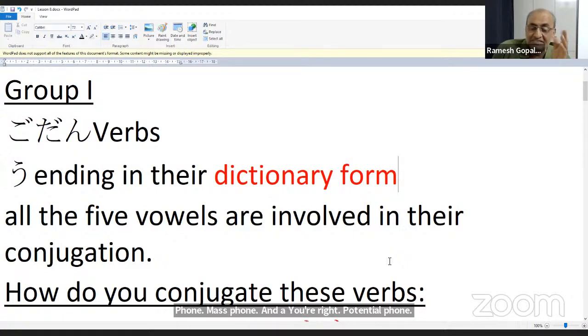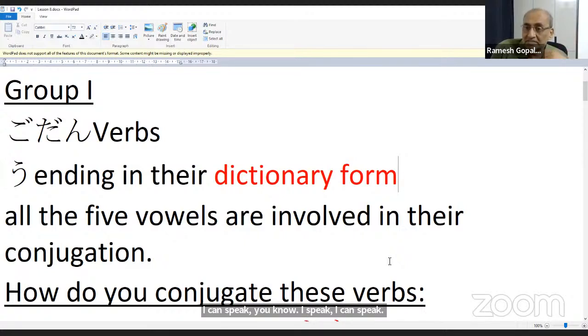Now, potential form, that's how it is given, but I have given it my own term. You will not find it in books. This is my own term: can do form. Please write that. What is the meaning of potential? I can do. I can speak.